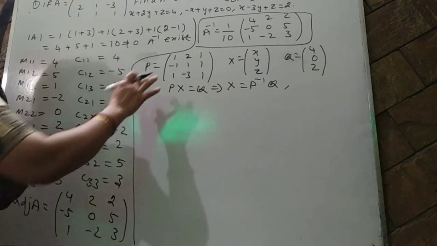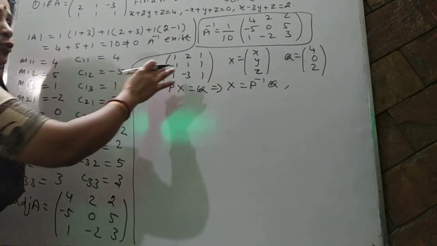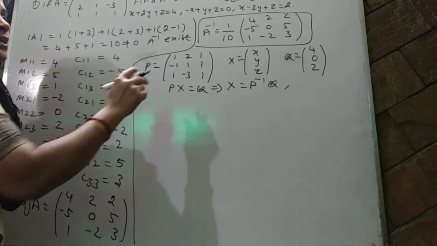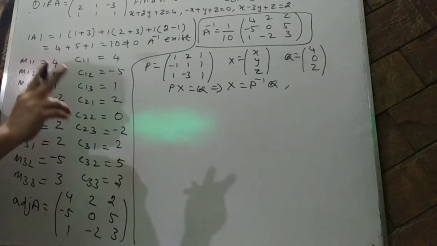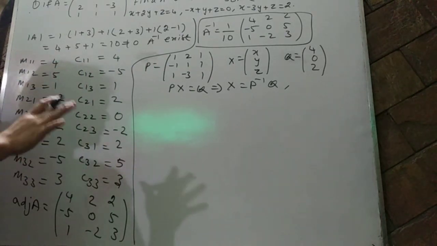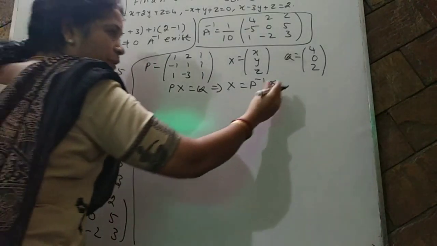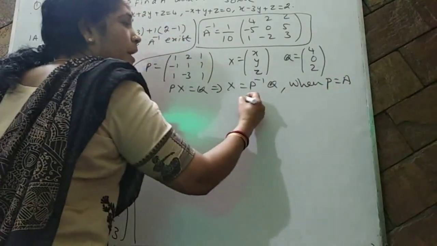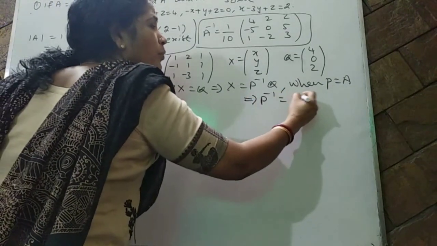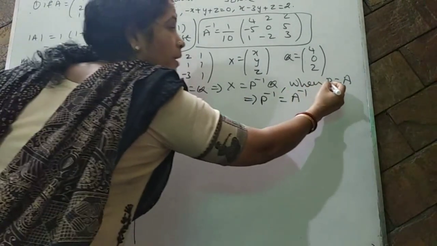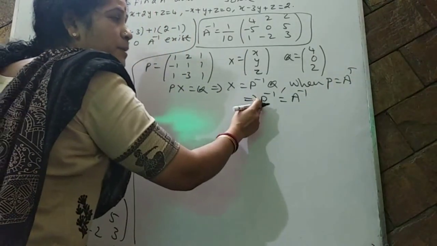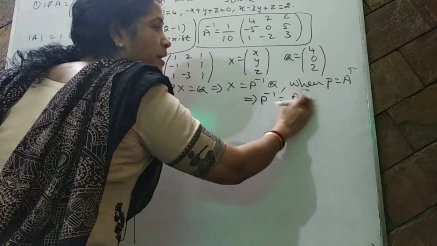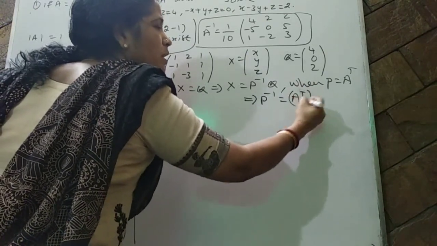Transpose. Exactly, well done. Either you will get the same matrix, both P matrix and A matrix are the same, or otherwise you will get the transpose of the matrix. So there are only two links, either transpose or the same matrix. Where P equals A matrix, this implies P inverse equals A inverse. P matrix equals A transpose implies that P inverse equals A inverse whole transpose, or otherwise we can write A transpose whole inverse.